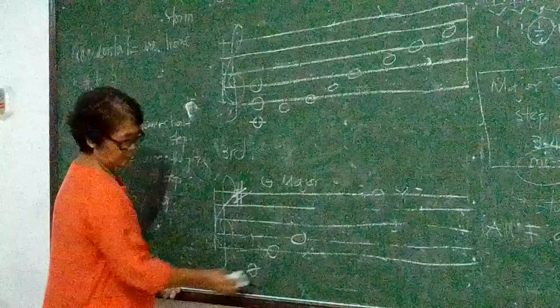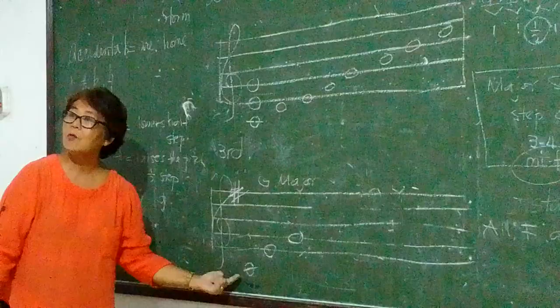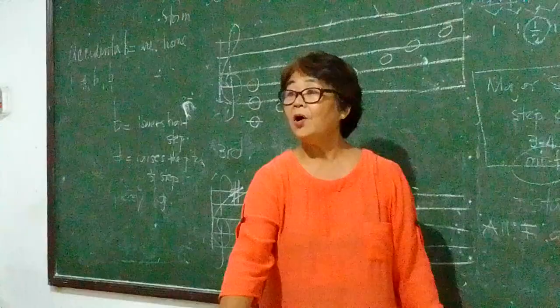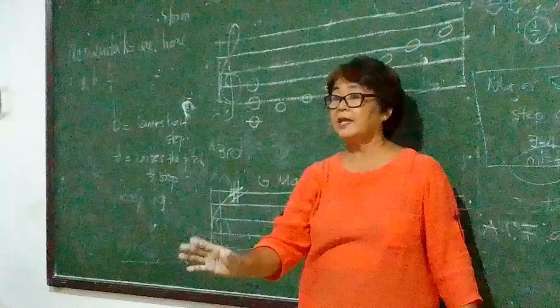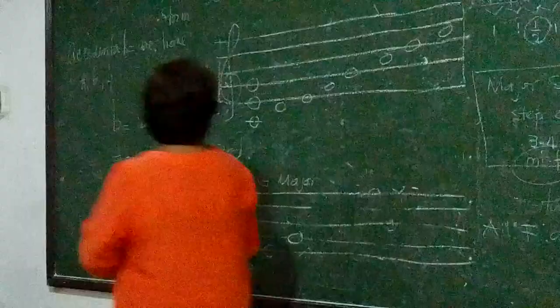This one is a melody, and this one is a chord. In a melody, you play one note after the other: do, mi, so. If you play them together, this is now a triad chord. Now, what is the distance?